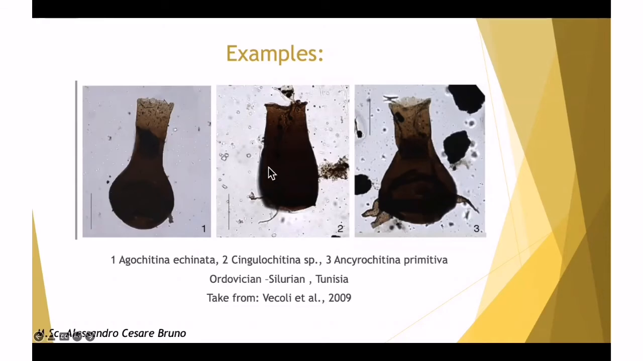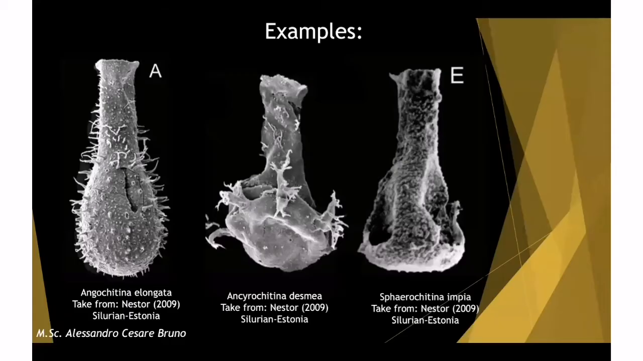All the ornamentation that the particle has is extremely important for the identification of chitinozoans. So generally, when you want to study chitinozoans, it is complicated because it takes time, but you need to carry out the investigation with a scanning electron microscope. You can see all the ornamentation characteristics very well, and after that, you can identify the specimen. I found for you this example from Estonia, in the Silurian period. We can see, for example, these specimens: Angochitina elongata, Ancyrochitina disposita, and Aspidochitina impia.